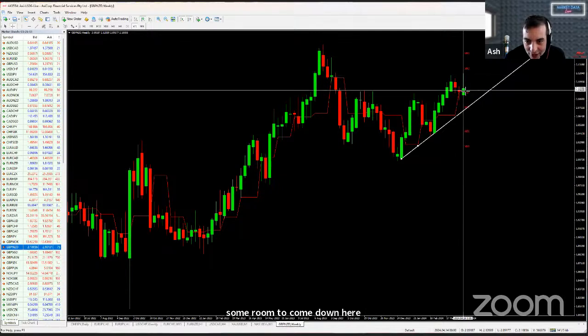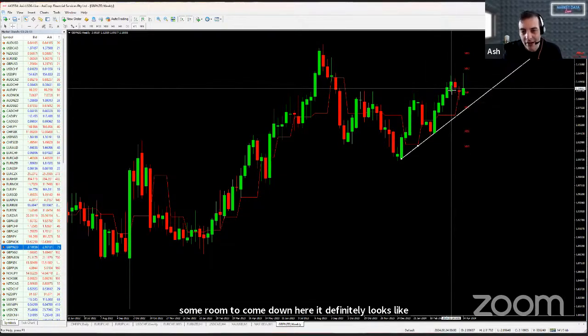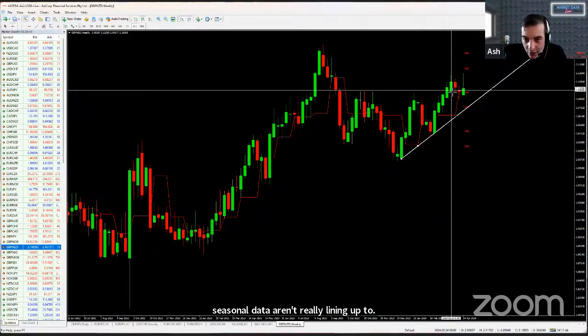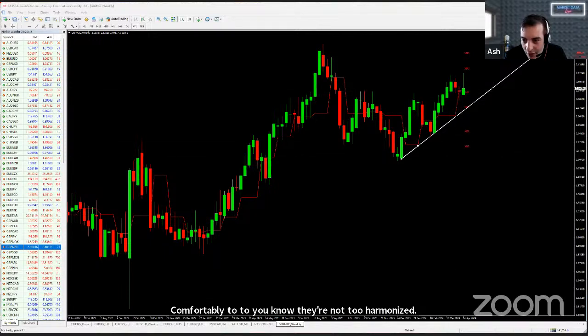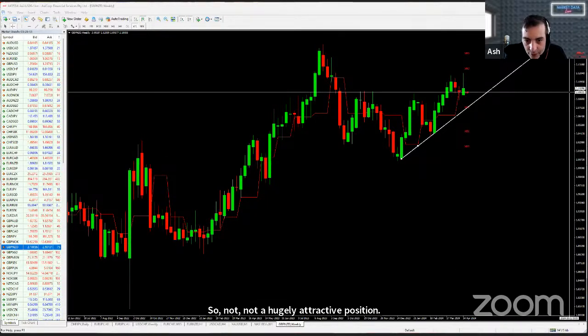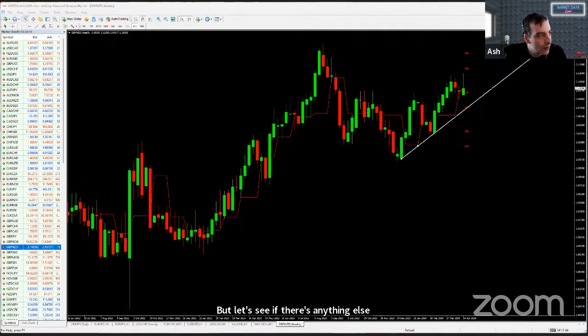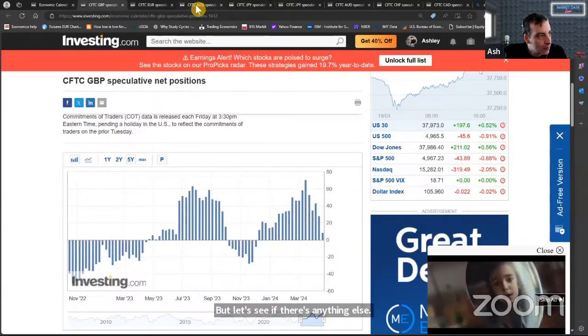Hot data and seasonal data aren't really lining up too comfortably, they're not too harmonized. So not a hugely attractive position. But let's see if there's anything else. So that was the Kiwi.